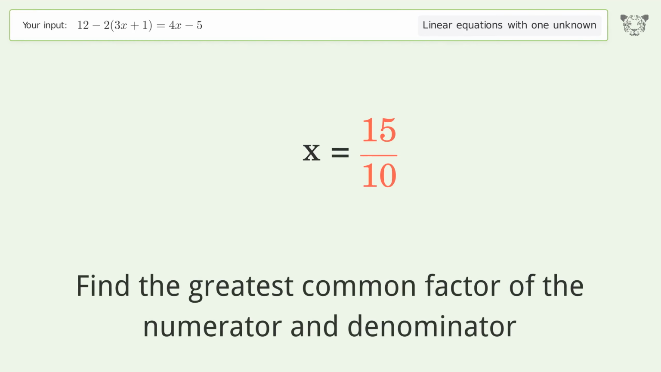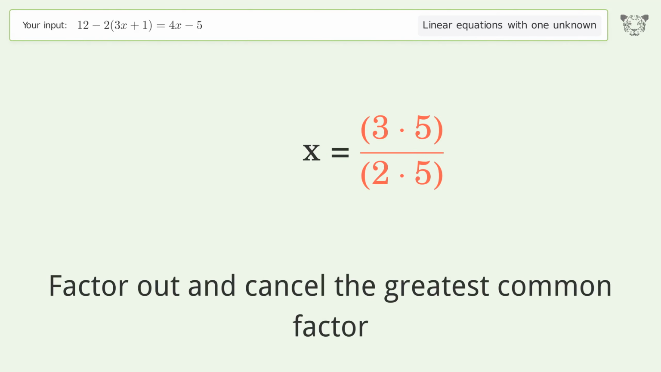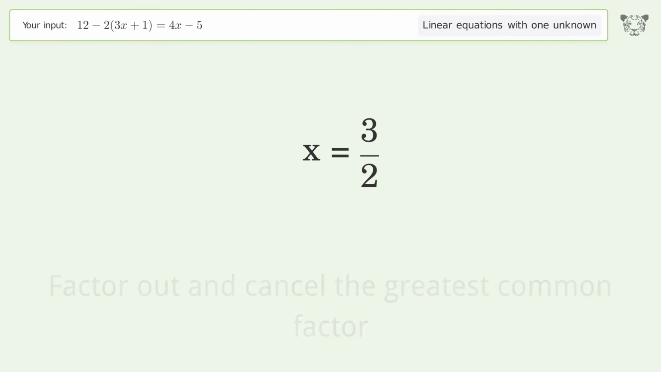Find the greatest common factor of the numerator and denominator. Factor out and cancel the greatest common factor. And so the final result is x equals 3/2.